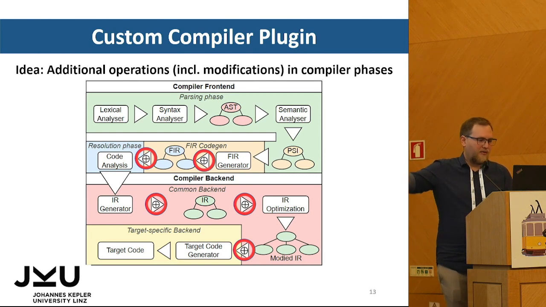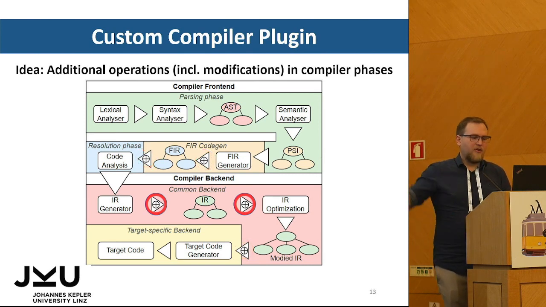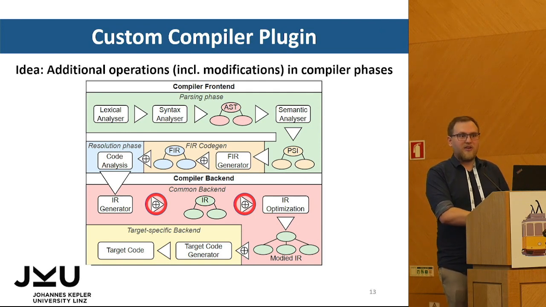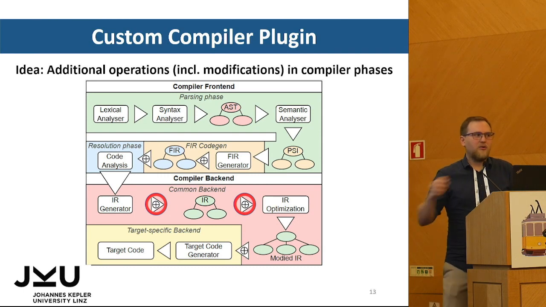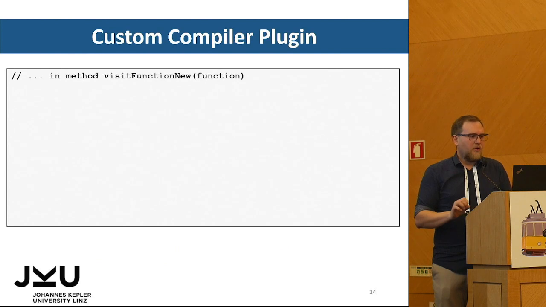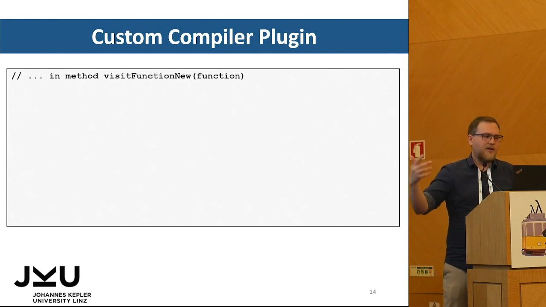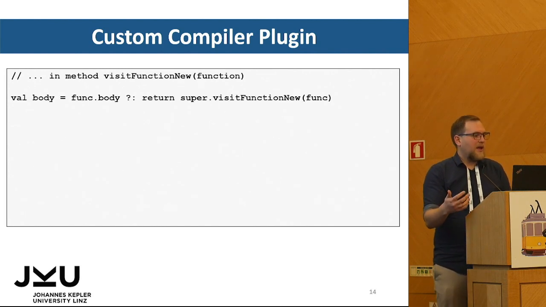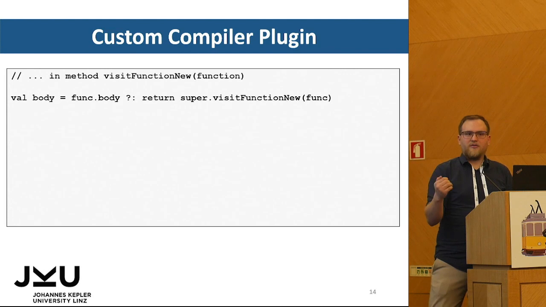So there we have at least 5 points, and for those 2 points in the common backend, we wrote an example which is hosted on GitHub because there are really nearly no examples out there, and I want to guide you shortly through this little example. So we have, again, a visitor pattern, and we are currently in the method visit function new, so we visit the function for the first time. And we can get the body of that function.